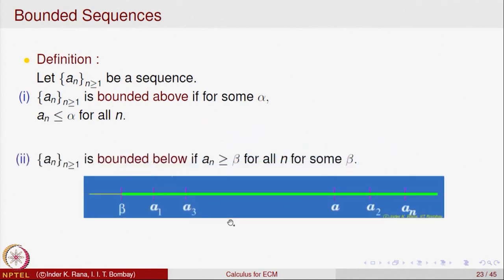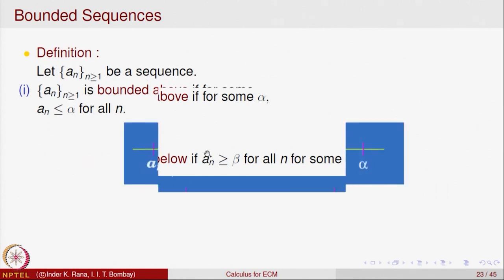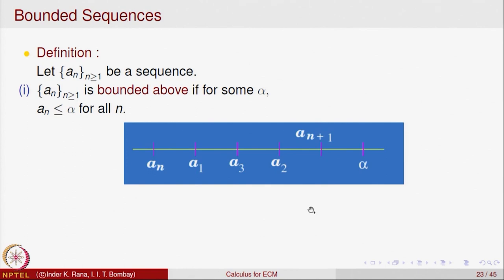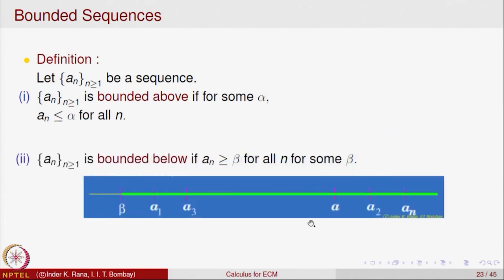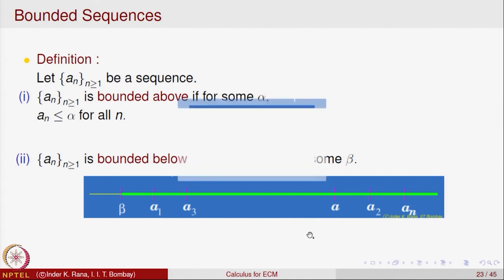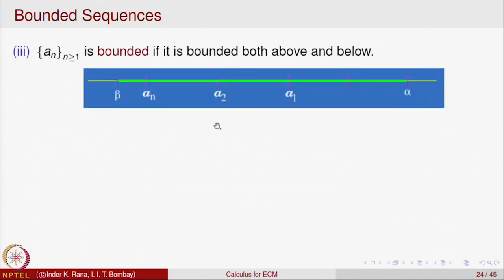And similarly, we will say a sequence is bounded below if there is a number beta so that all the terms of the sequence are on the right side of it. So, a n is bigger than or equal to beta for all n, then we say a n is bounded below. So, bounded below means there is a barrier on the left, bounded above means a barrier on the right. If a sequence is both bounded above and below, we say it is a bounded sequence.